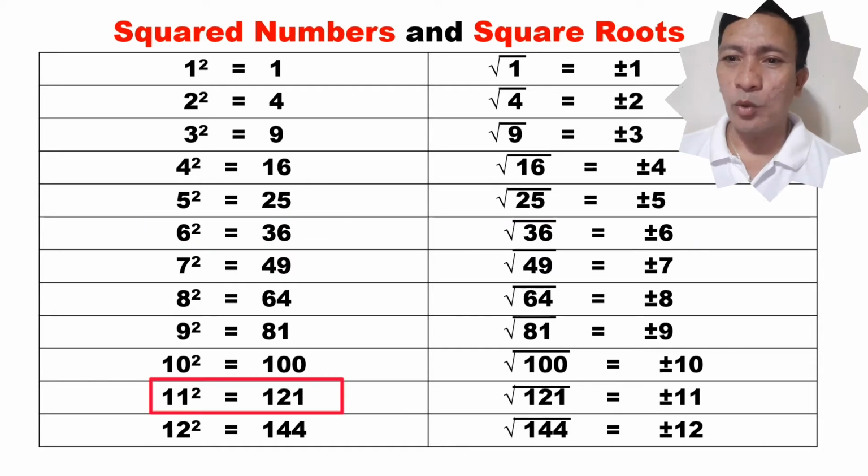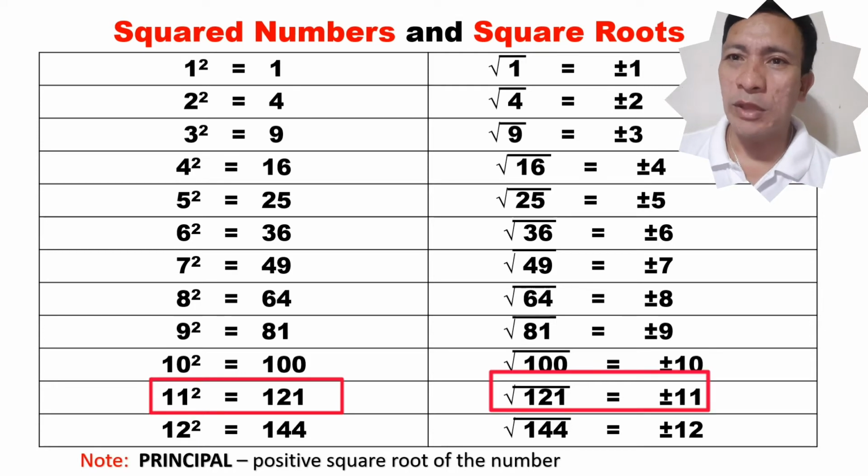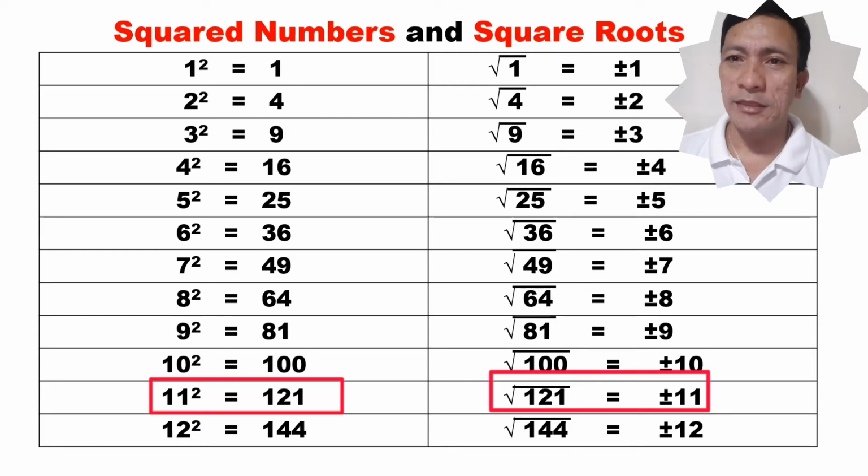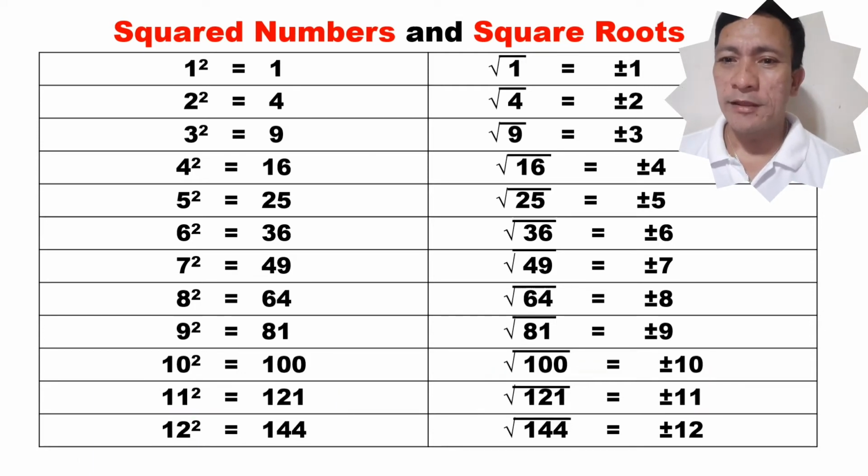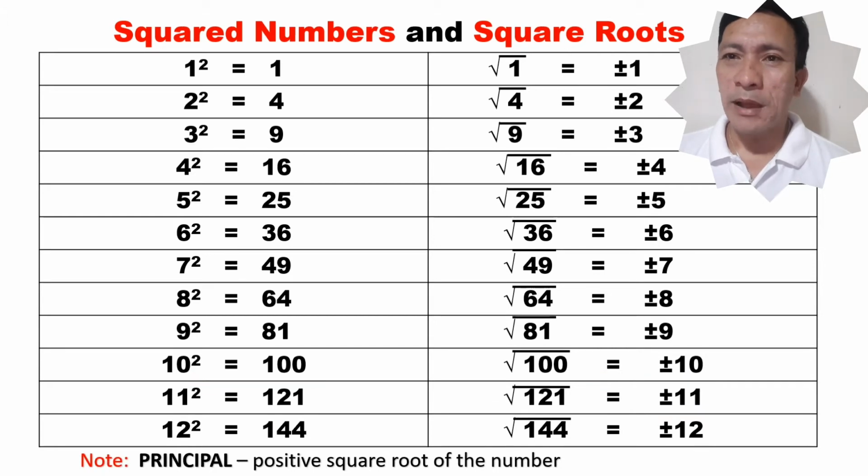Halimbawa, si 11 squared equals 121. Square root of 121 is positive and negative 11. Note, bawat square root ay may dalawang value, the positive and negative. Yung positive, ang tawag doon ay principal root.